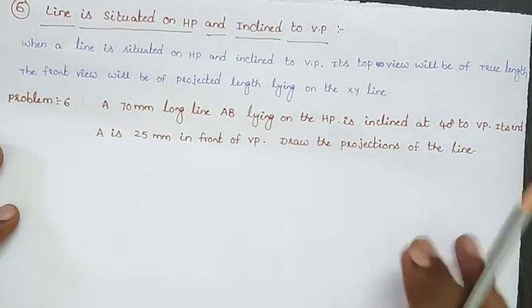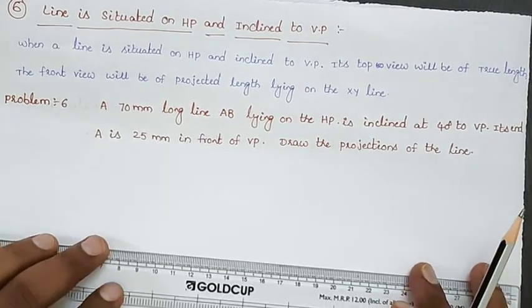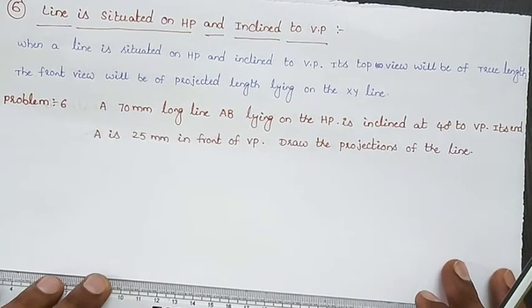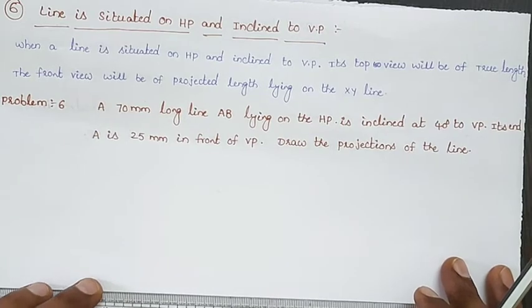So first I am drawing the problem here. They are giving that a 70 mm long line AB lying on HP and it is inclined 40 degrees to the VP. Its end A is 25 mm in front of the VP. Draw the projections of the line.